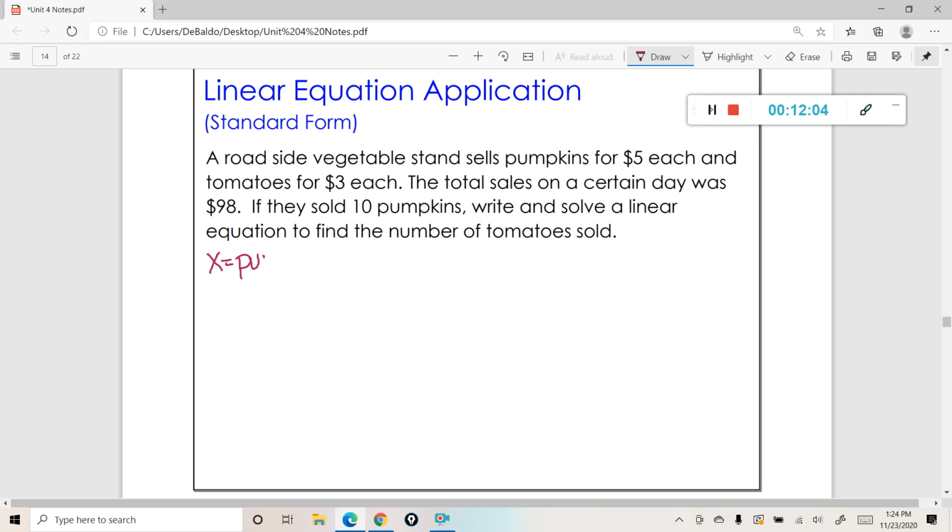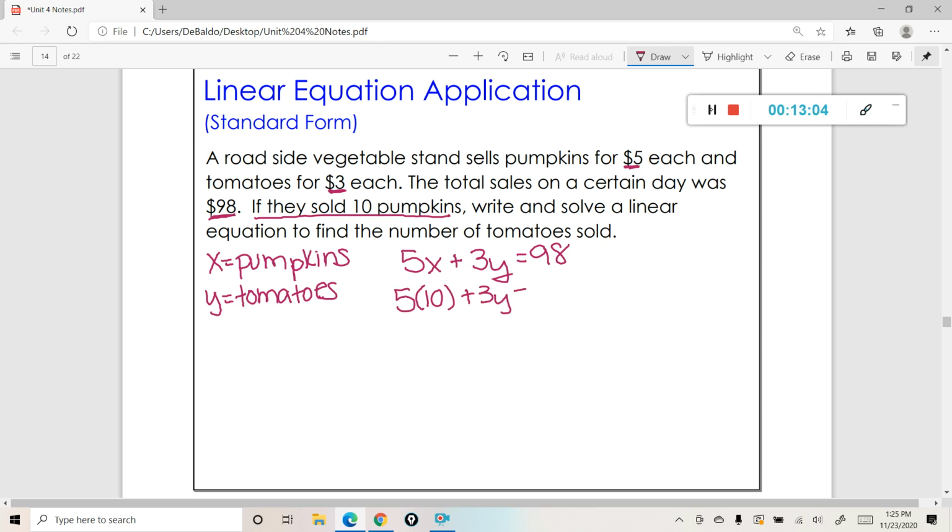x is going to represent the number of pumpkins, and y is going to represent the number of tomatoes. And you can see in that first sentence here that the vegetable stand sells pumpkins for $5 each and tomatoes for $3 each. And their total sales was $98. So let's go ahead and set that up as an equation. 5x plus 3y equals $98, right? Depending on how many pumpkins they sell and depending on how many tomatoes they sell, they're going to make $98. Well, if that's the case, and they tell us they sold 10 pumpkins, let's go ahead and substitute 10 in for our x because that represents our pumpkins. And then we can figure out how many tomatoes that is.